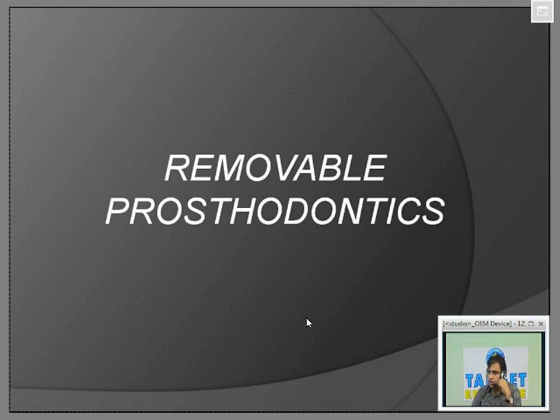So today's test which I am going to discuss is regarding removable prosthodontics, including the dental materials part of it.